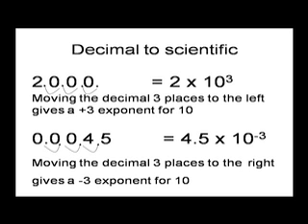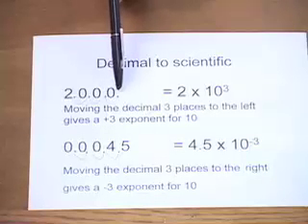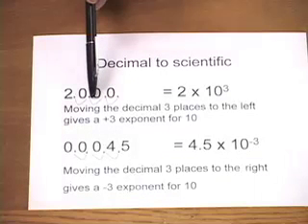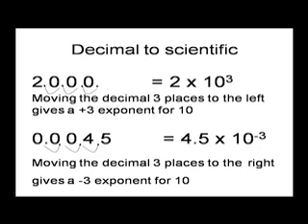Sometimes people wonder how you would know to use a 3 for the exponent. An easy way is to look at the decimal and move it over. 1, 2, 3. You have moved it over to the left 3 places, and so that indicates a positive 3. How do you get scientific notation with a negative exponent? Well, let's look at another number.